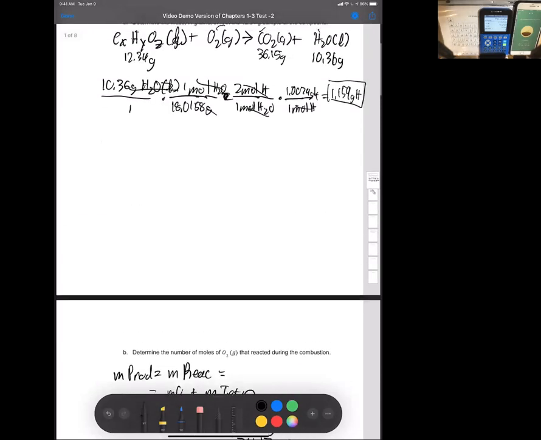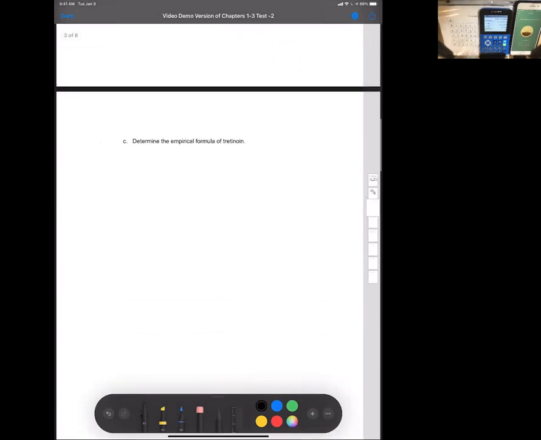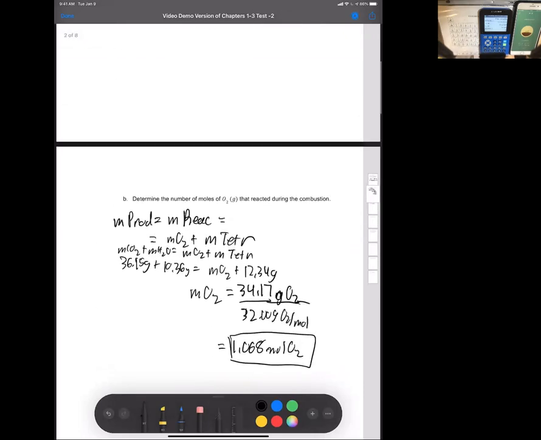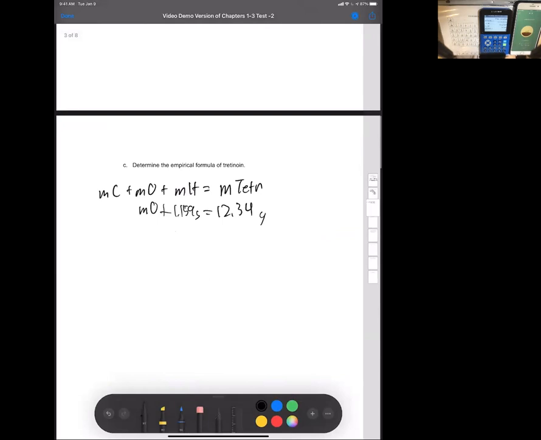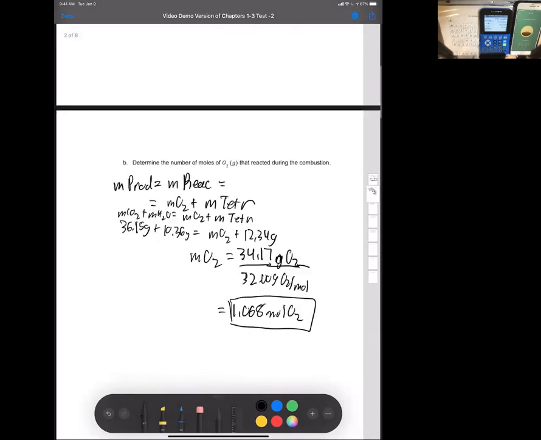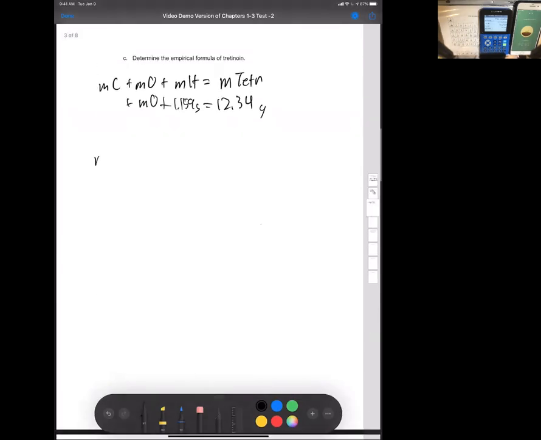So what we're going to do is set up an equation. The mass of carbon plus the mass of oxygen is equal to the mass of hydrogen. This is 12.34, and the mass of hydrogen, given our other equation, is 1.15. The mass of oxygen is going to be our unknown. It's going to be really hard to find this. That's what we're solving for.